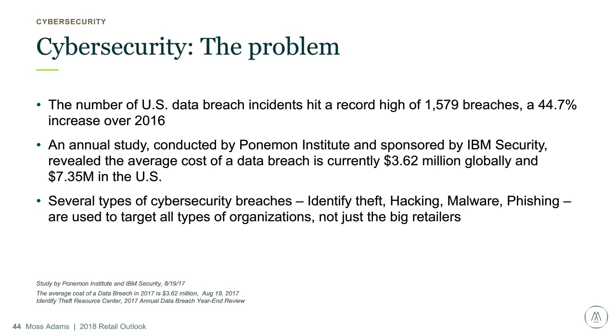The number of U.S. breaches have gone up, way up, since the introduction of the EMV chip on the credit cards. A lot of those now maybe drive it down, but the card not present fraud has gone way up. An annual study conducted by the Ponemon Institute and sponsored by IBM says the average breach is currently 3.62 million globally and is 7.35 million in the U.S. This is going to go up. I think this number is probably low compared to what we really know in 2017 now.